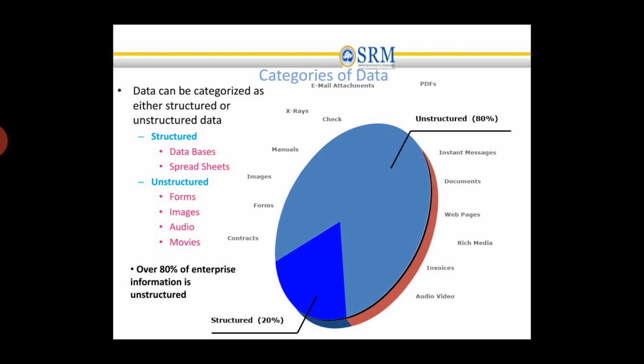The remaining all kinds of formats, for example an X-ray or some image, some forms or PDF, web pages, voice, audio messages or movies, whatever it is. Okay, so all remaining types of data come under unstructured. So the majority portion is unstructured data. It can be shown in an 80-20 ratio: 80% unstructured and 20% structured data. So these are the major categories of your data.